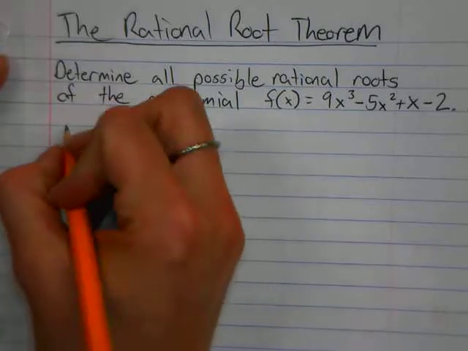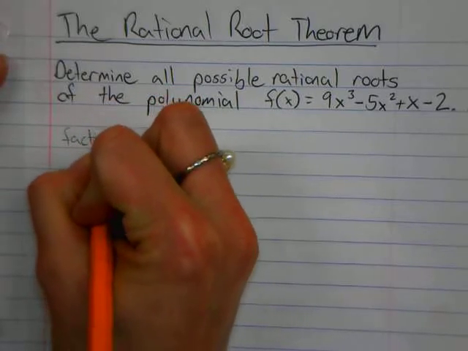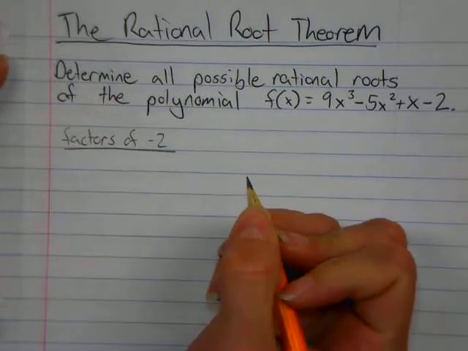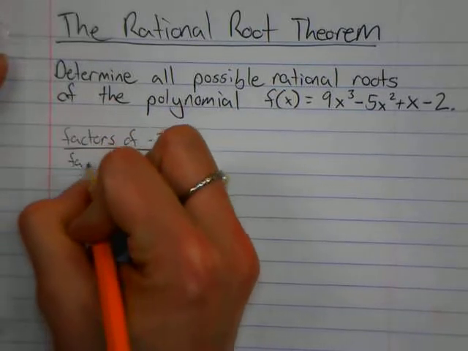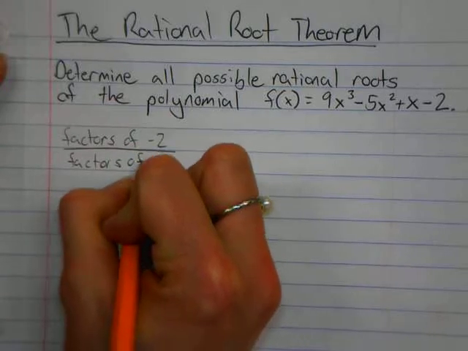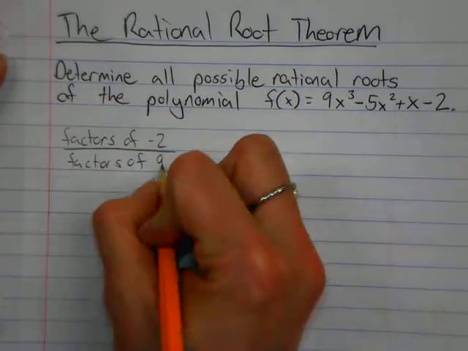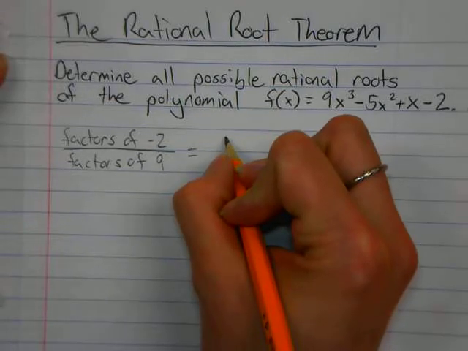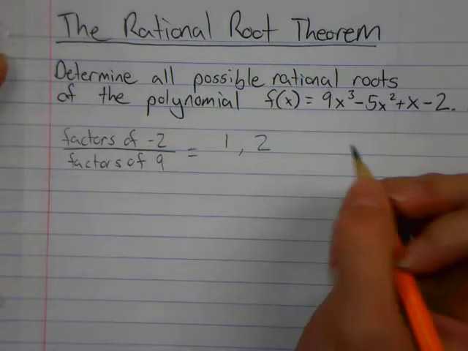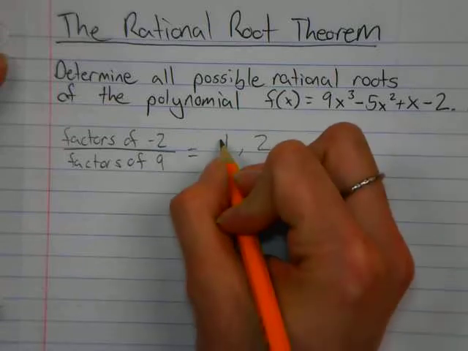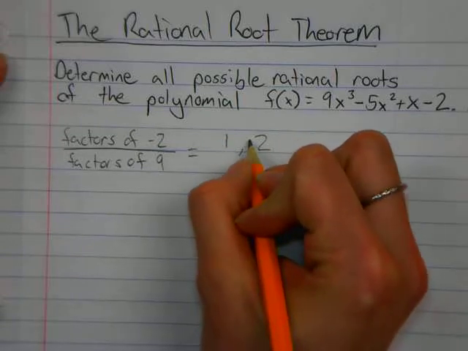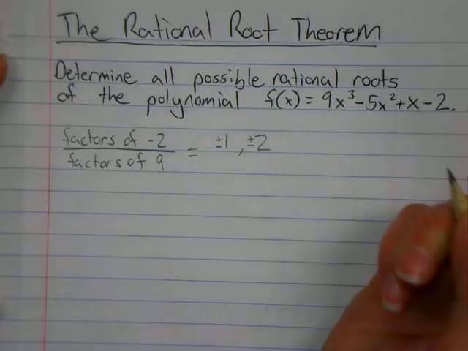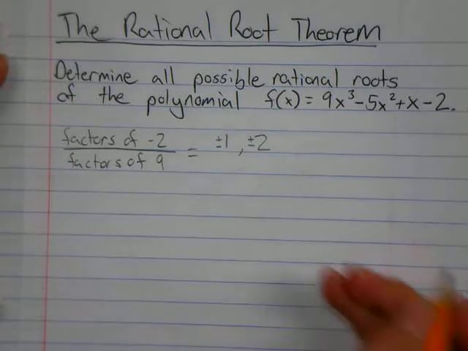So what I'm going to do is take the factors of my constant, factors of -2, and list those out, and I'm going to divide them by any factors of my leading coefficient 9. So factors of 2, I've got 1 times 2, so I've got 1 and 2, and as long as I make one of them negative, so I could have a positive 1 and a negative 2, or a negative 1 and a positive 2. So I'm going to say plus or minus 1 and plus or minus 2.